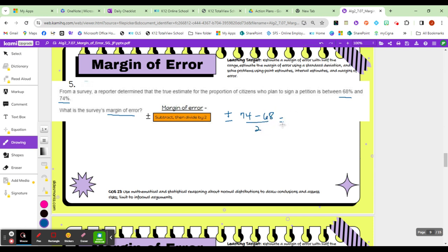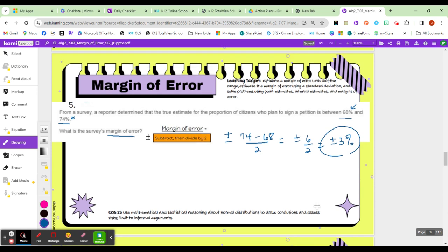So 74 minus 68 is going to give me 6. So plus or minus 6 divided by 2. So that's going to give me plus or minus 3. And they are using percents in this problem. So my margin of error would be plus or minus 3%.